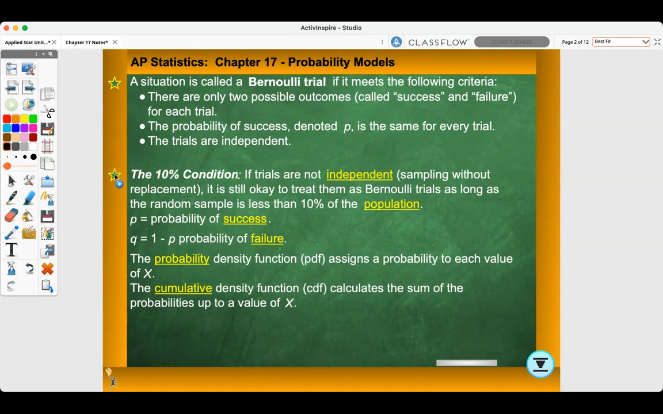The 10% condition: if the trials are not independent, sampling without replacement, it is still okay to treat them as Bernoulli trials as long as the random sample is less than 10% of the population. P equals the probability of success, Q equals 1 minus P, the probability of failure. The probability density function, PDF, assigns a probability to each value of X. The cumulative density function, CDF, calculates the sum of the probabilities up to a value of X.